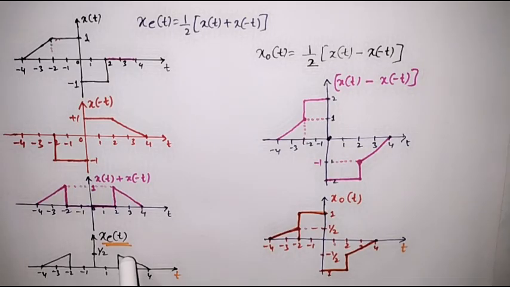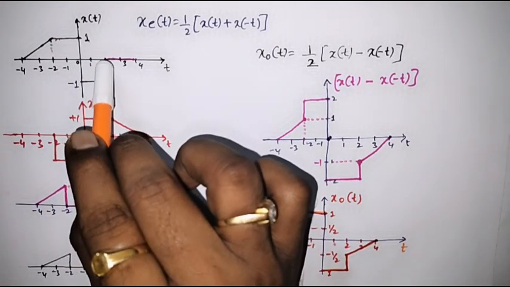So upon adding the even component of the signal, that is xe of t, with xo of t, we will get back the same signal, that is x of t.